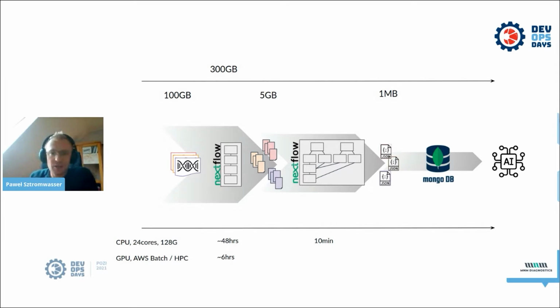You can see sizes of the data we work with. This is per sample sizes on the top. We process hundreds and thousands of genomes in our work. The run times of the individual steps are on the bottom, depends on the compute environment, but it's hours to days for a single sample.